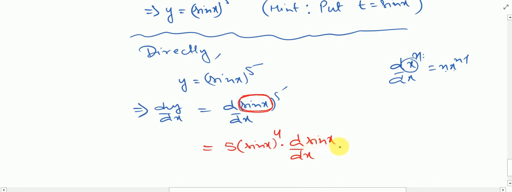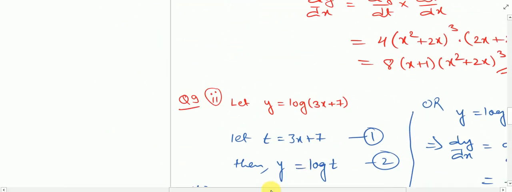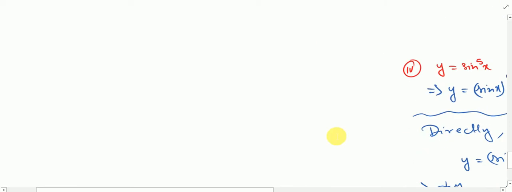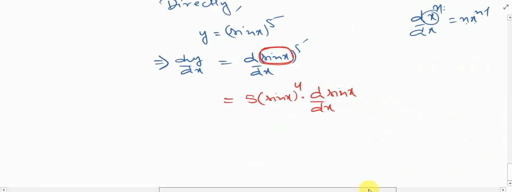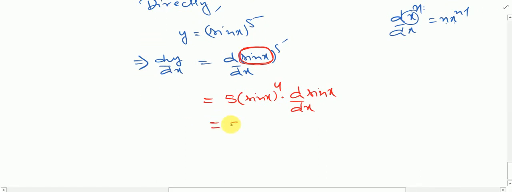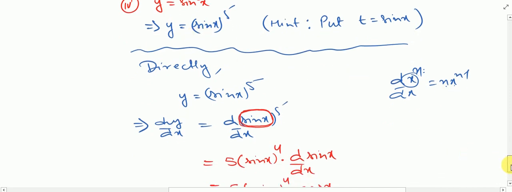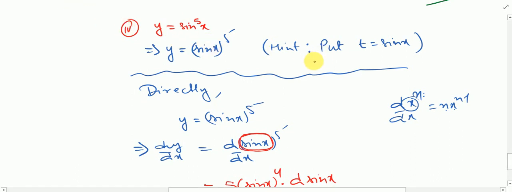Now in order to differentiate this sine x, you should have the formula. Okay, now let us see the formula. So here is the formula. The differentiation of sine x is cos x. So here you will get 5 times sine x to the power 4, and the differentiation of sine x will be cos x. So this is the answer. You will do it by chain rule, and you should see whether you are getting the same answer or not. So this is your homework. Wherever I am leaving a hint, it's homework for you.